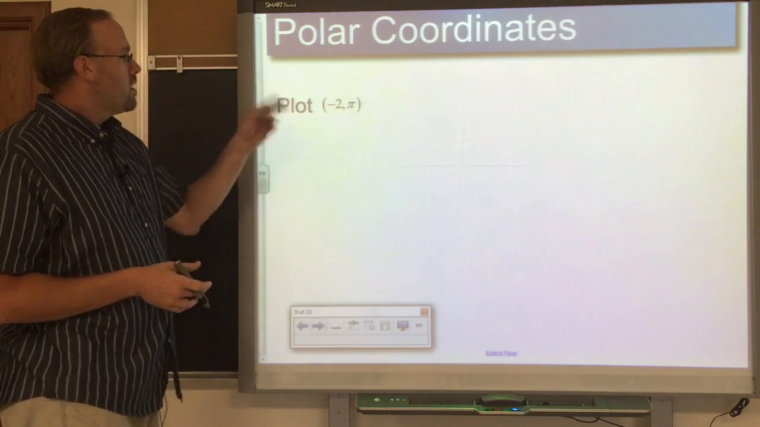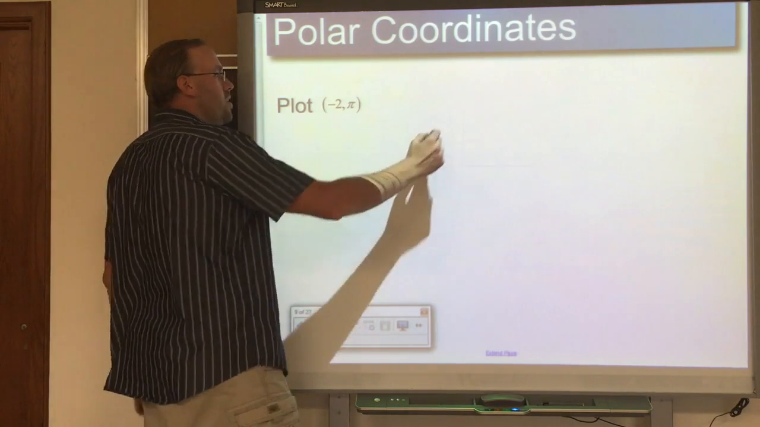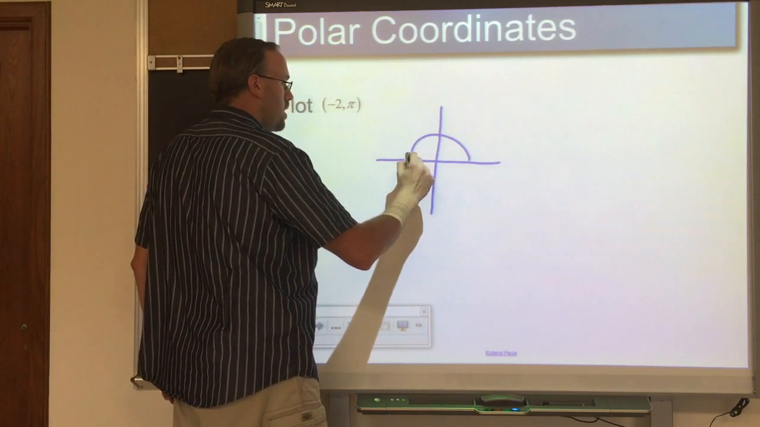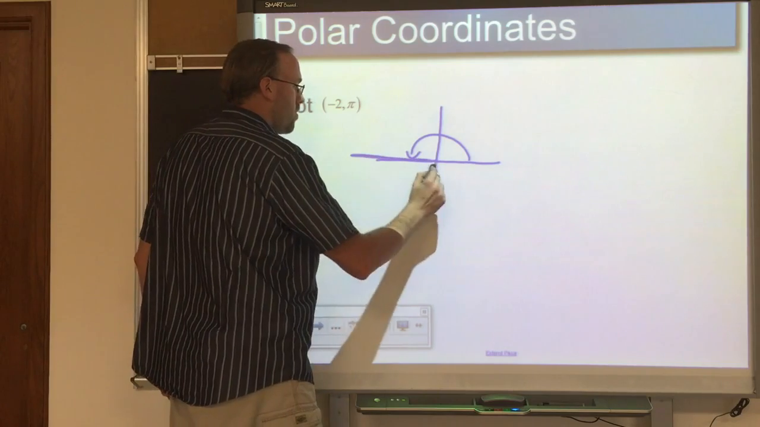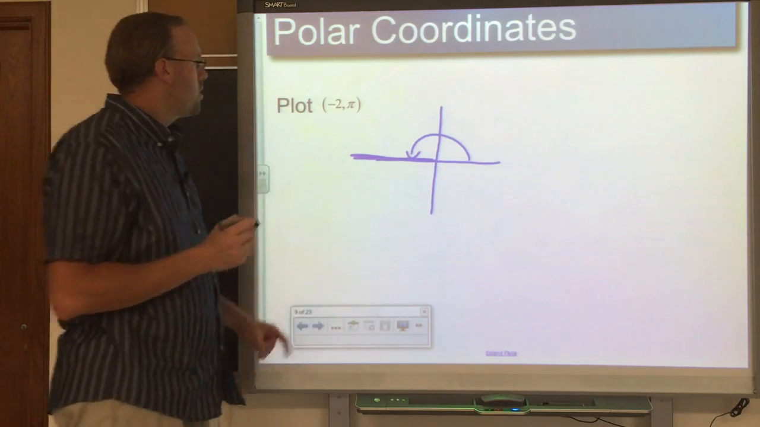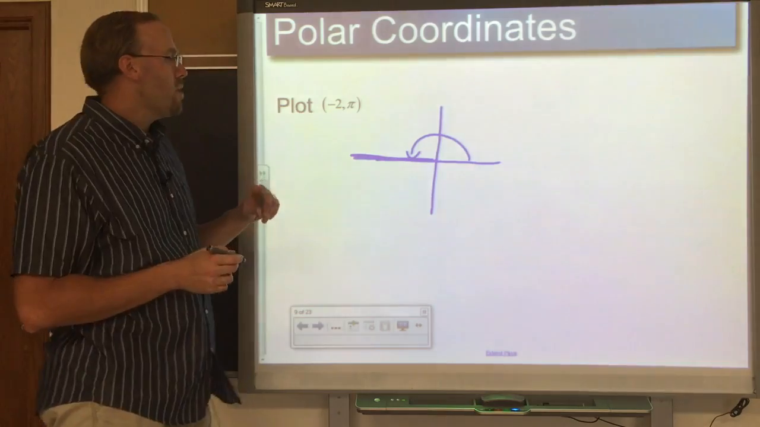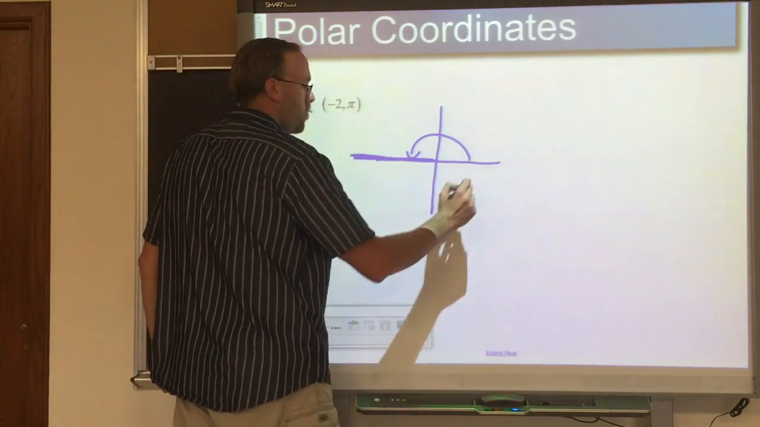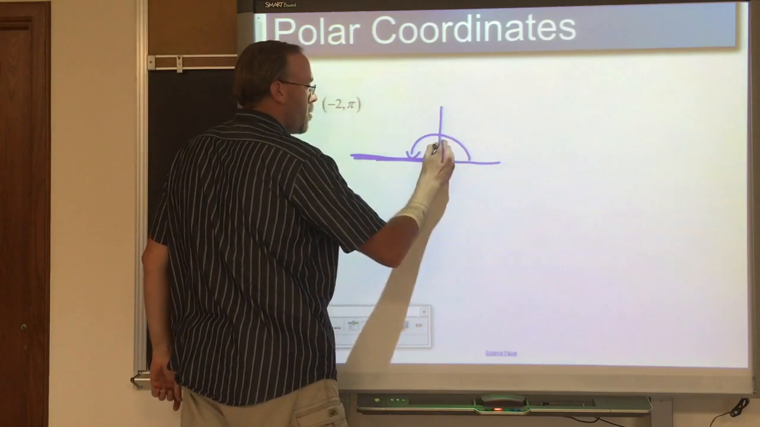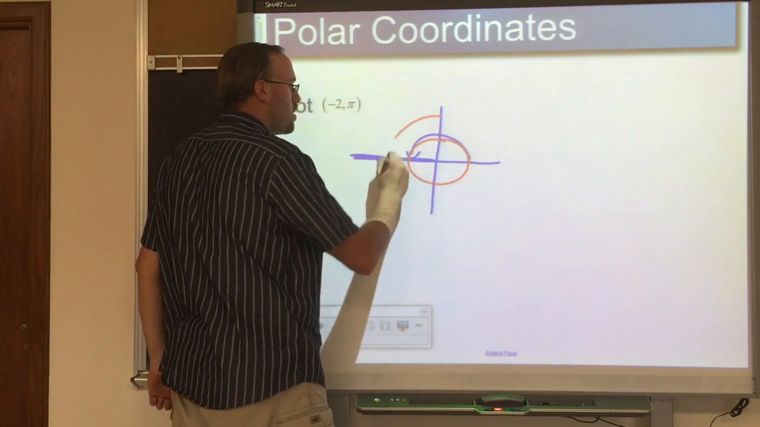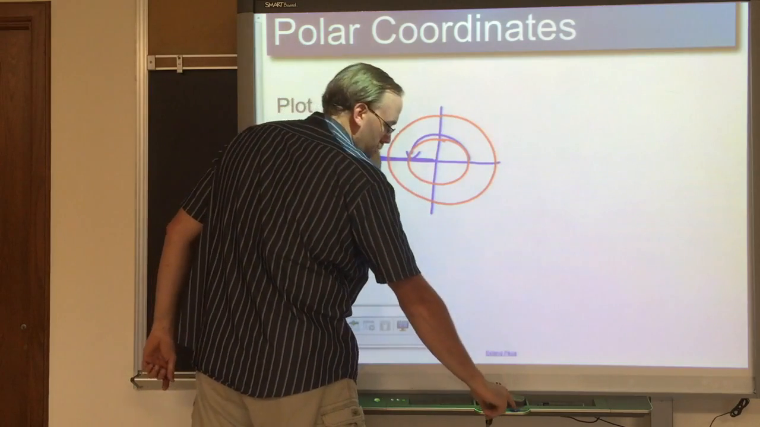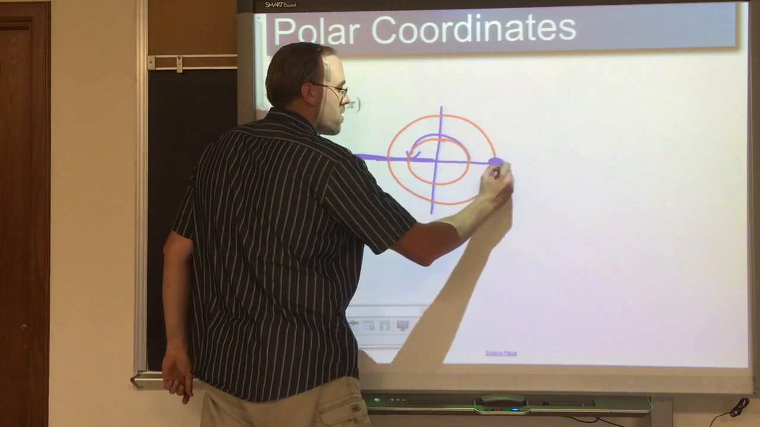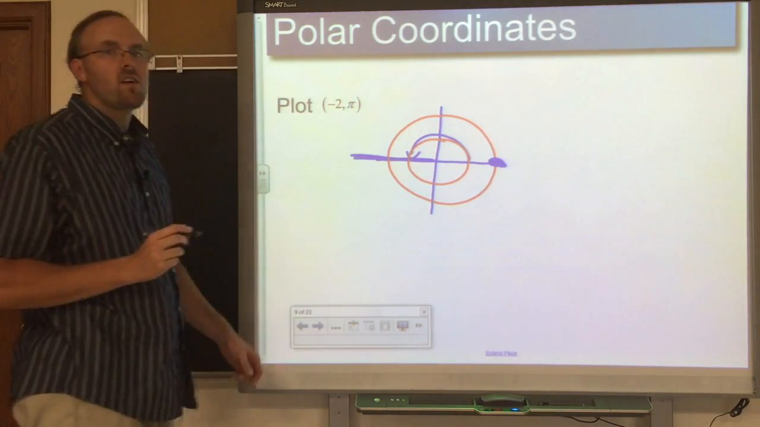All right, -2 pi. Well, pi is right here. It's this angle. However, the R value is -2. That means instead of looking this way, we're actually going to look 2 units out this way. So if I draw my circles, 1, 2, I'm going to be looking this way, and so my point is going to end up right there.